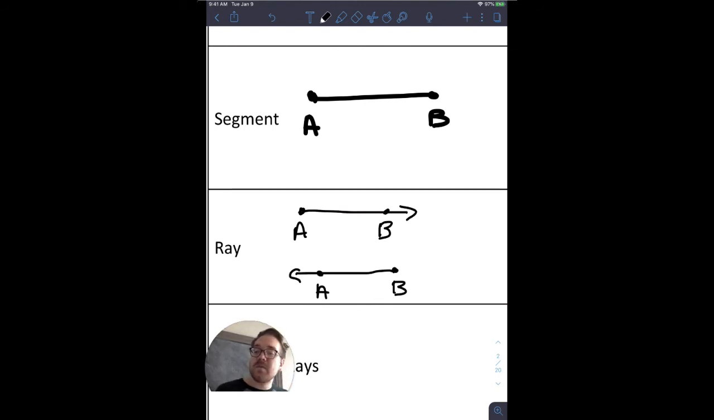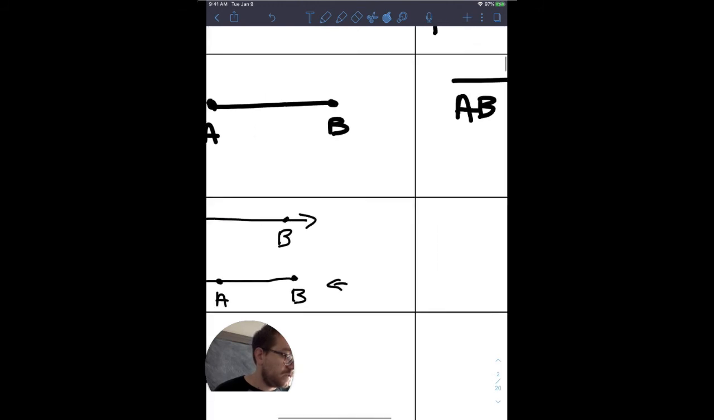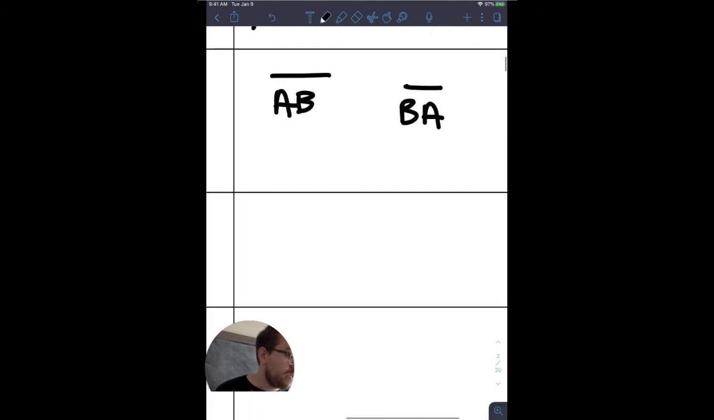But it's important to remember that those are actually two different rays. And why is that? Because they have different endpoints. This one has an endpoint at A, and this one has an endpoint at B. So that makes them two different rays. And so we would write them differently. We would say that one of the rays is AB, because A is the endpoint, and one of the rays is BA, because that's the endpoint.